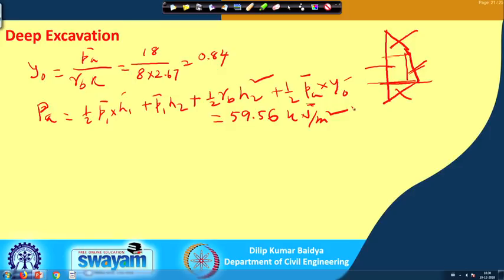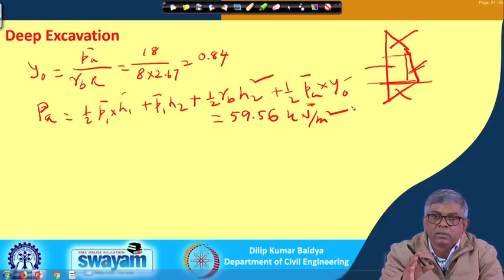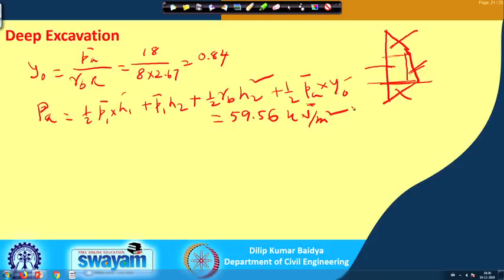Okay. And to find the y bar, which is the point of application from the tie rod, I take 59.56 multiplied by y bar, and then half into 10, that is the first diagram, 10 multiplied by 2 multiplied by, from here, it is 3 plus 2 into 1 by 3, and plus 0.84.